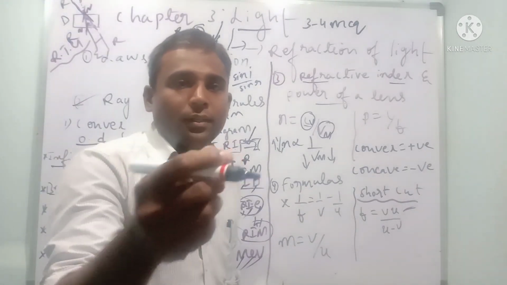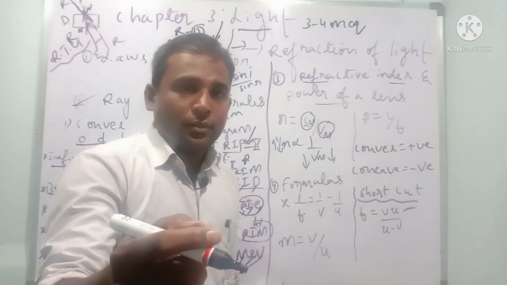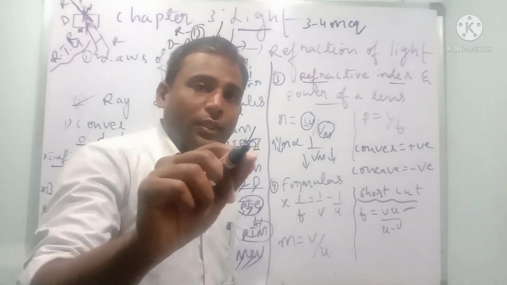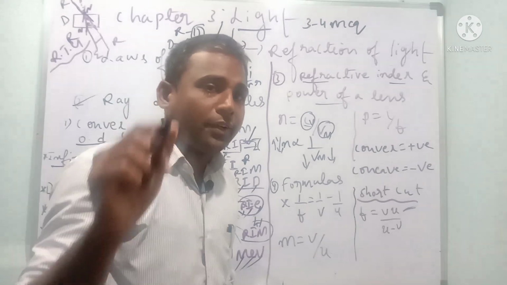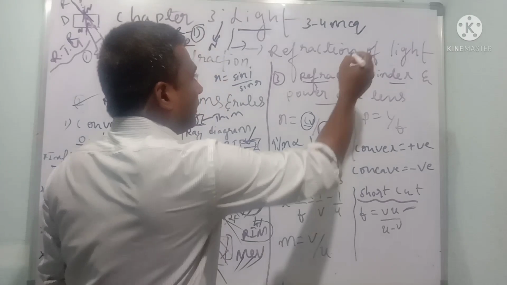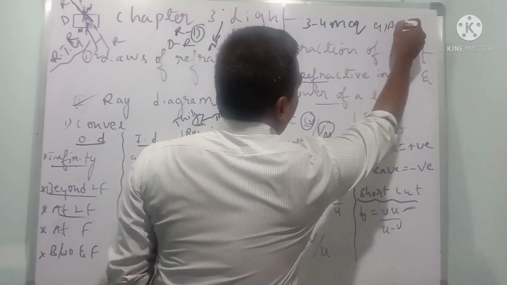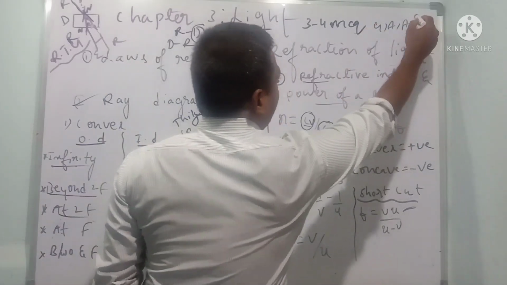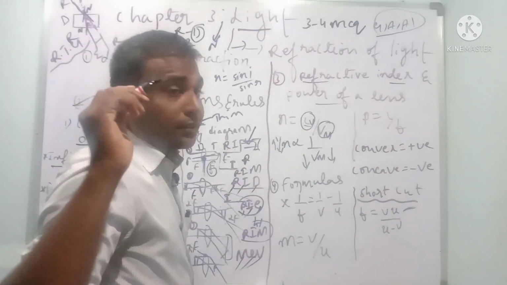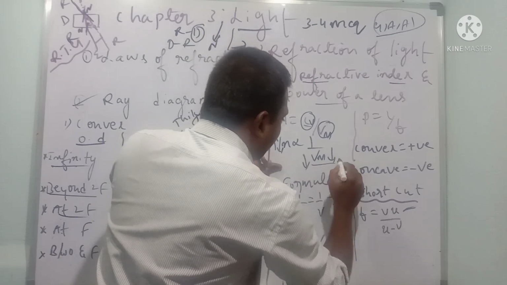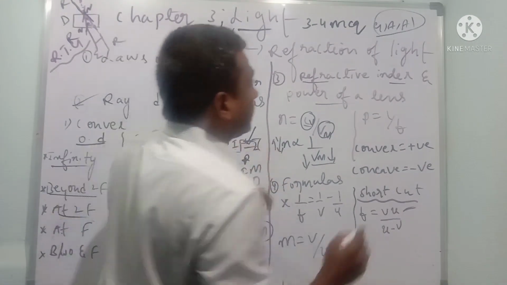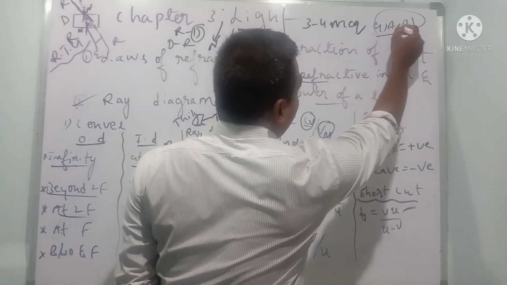Example: air, water, glass. Air is 1. Water is about 1.33. Glass is nearly 1.5. Now if I take glass, air, aluminium, which has the highest speed and which has the lowest speed, you will be asked. Children, if the velocity of light in the medium is less, the refractive index is more.